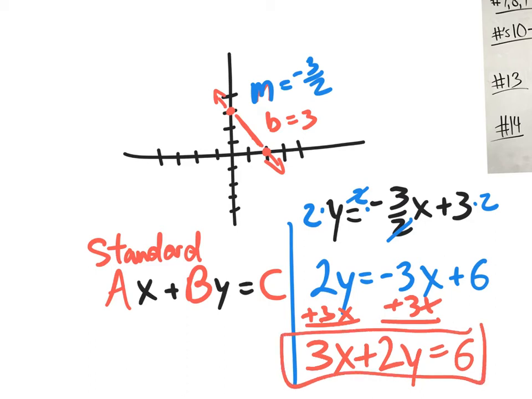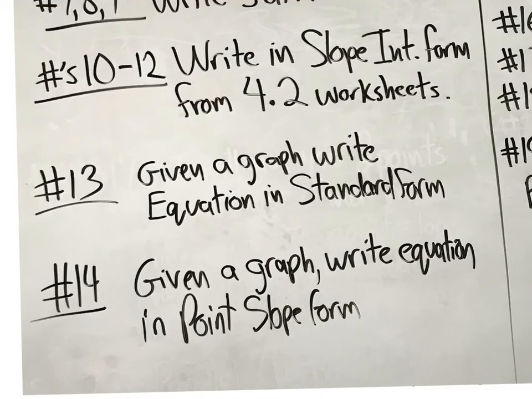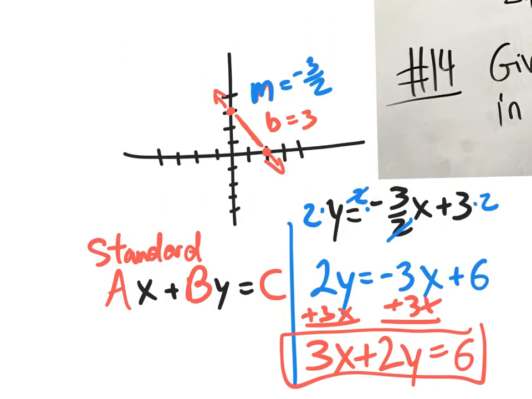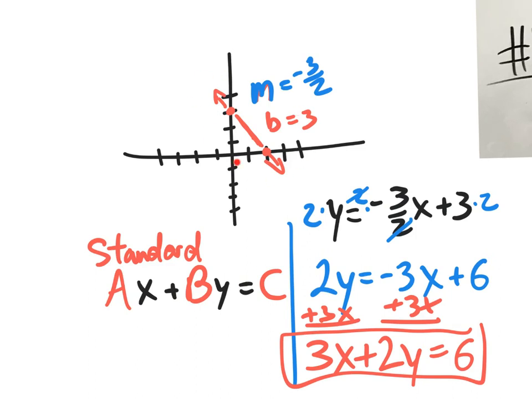There's going to be one almost exactly like that on the test. Just different numbers. We made this one up. Or they might tell you on number 14, given a graph, write an equation in point slope form. So let's say this, guys. Let's say this line right here, let's say they told us to write it in point slope form.